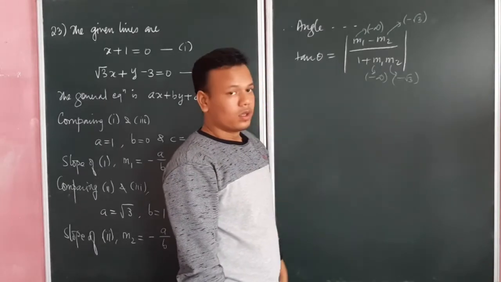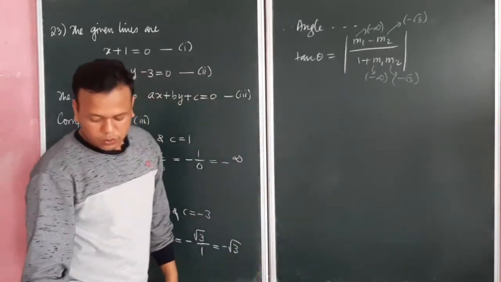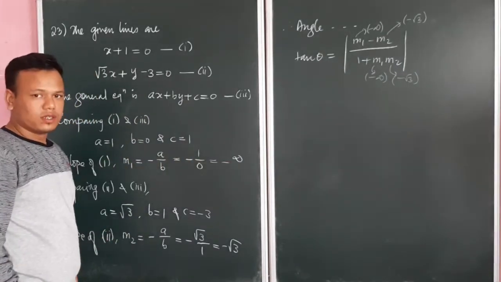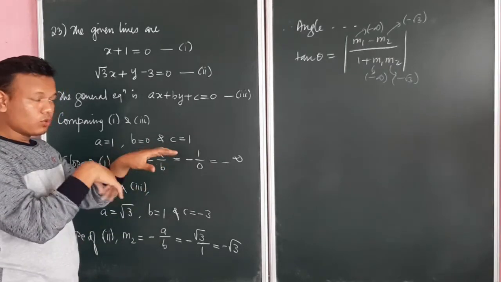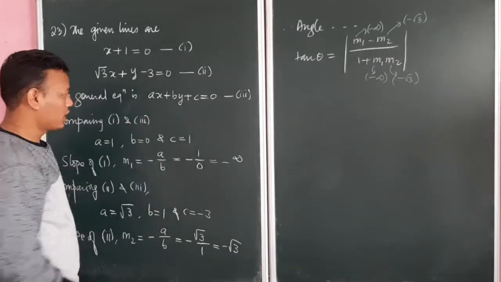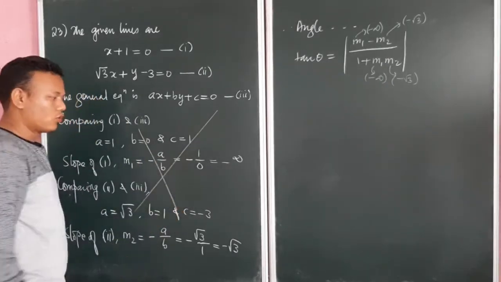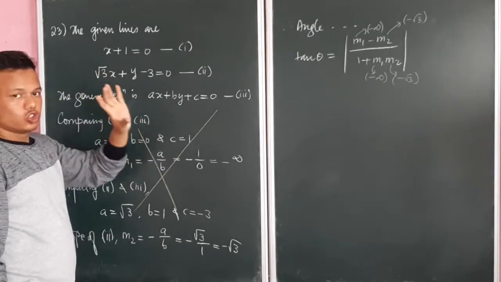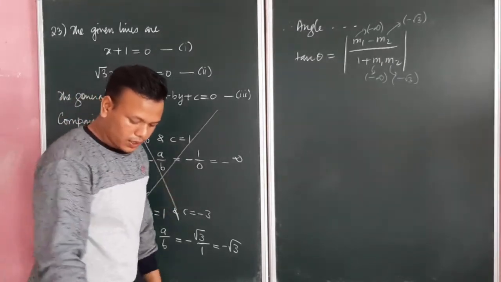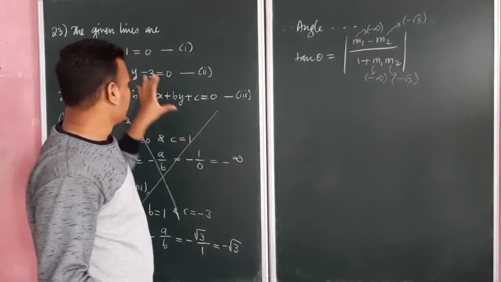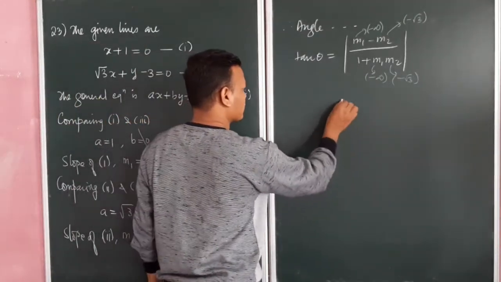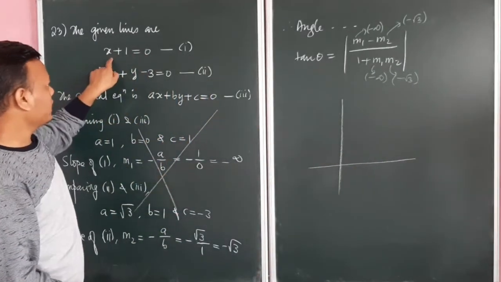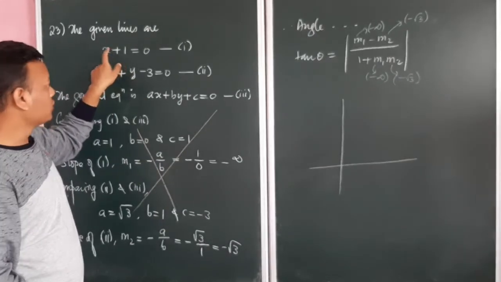So what I want to suggest is, whenever you see that your slope is turning out to be minus infinity, you have to search for an alternative method. Whatever I did is not going to work in this case. So let's try to understand the question geometrically. Let me take the x-axis and y-axis. This is my x-axis, this is my y-axis. So this is x equals to minus 1, isn't it?